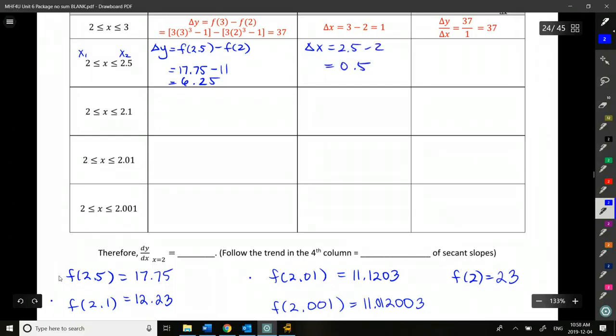Okay, here we go. So delta y over delta x here must be 6.25 over 0.5. Or sorry, I got 6.75. 6.75 over 0.5. So we get 13.5.